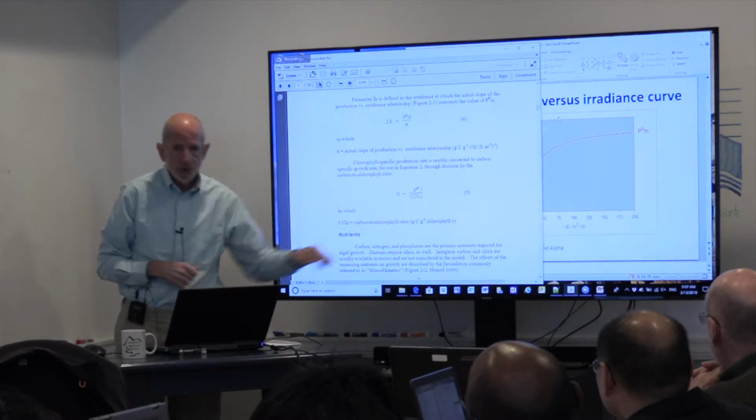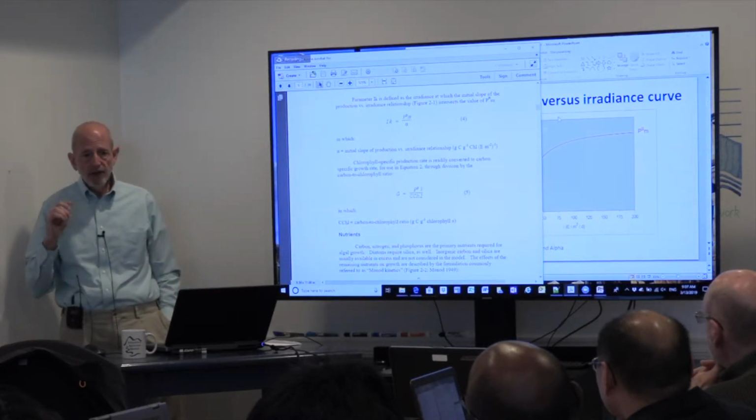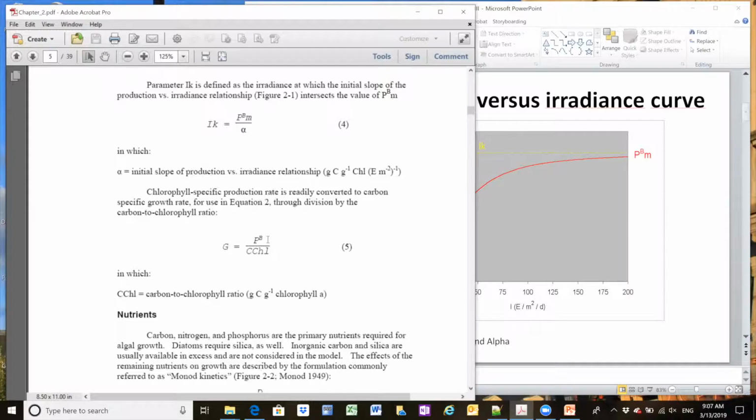Carbon to chlorophyll ratio for ICM is a value supplied by the modeler. Okay, so you need to have some sense. You either have a sense of what it is, and those of us who've been around for a while do. You can also, if you're lucky enough to have particulate organic carbon and chlorophyll data, try to derive it from field data. I won't go into that, but if you have some data, you can try to derive it. Okay, so that takes care of light.